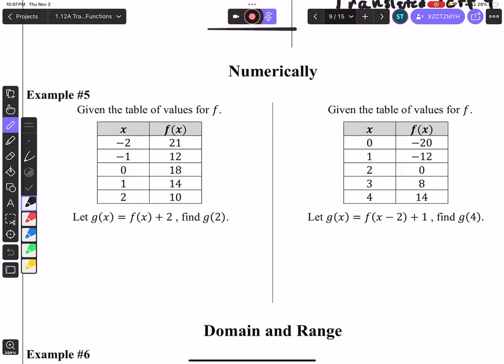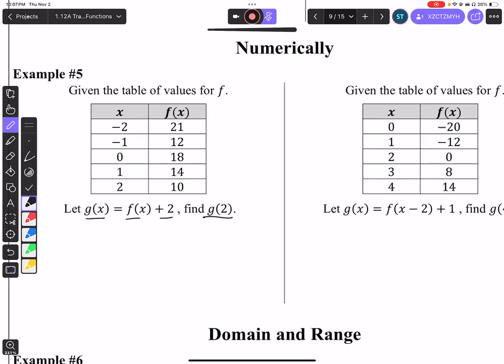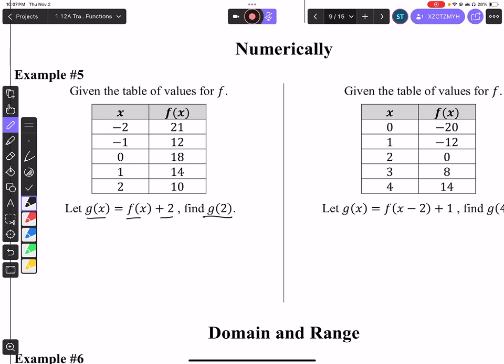Let's see here. Given this table, if g of x equals f of x plus 2, find the g of 2. Okay, so this is going to bump the entire graph up by 2 units. So all it's going to do for g of x, it'll just be each of these answers up by 2. So this will now be at 23. This will be at 14. This will be at 20, dot, dot, dot.